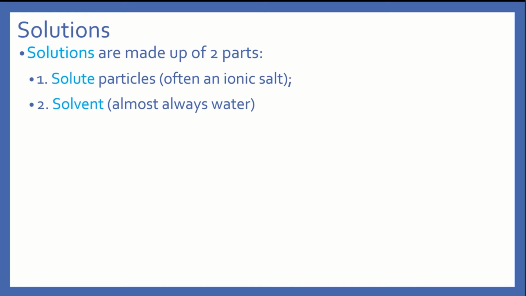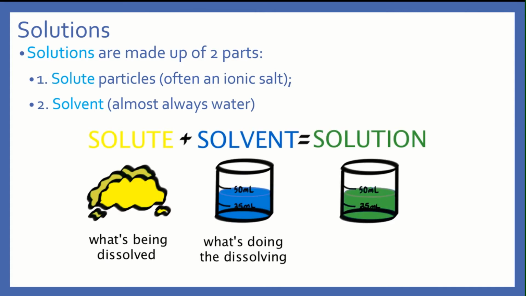Solutions are made up of two parts. The solute particles, which oftentimes will be the salt that we're dissolving. So you think of table salt, sodium chloride, NaCl. That would be your solute particles. And then the solvent, which is almost always water. So when you combine solute with solvent, you get your solution.